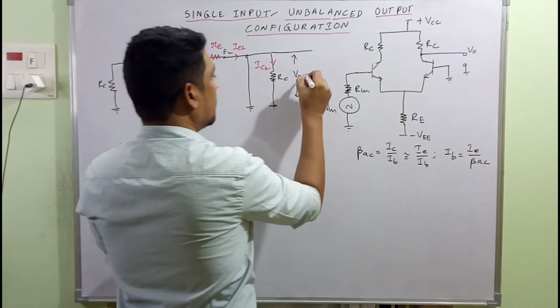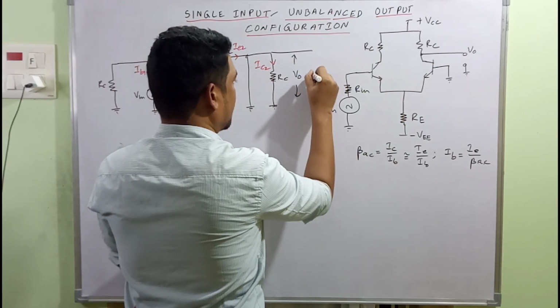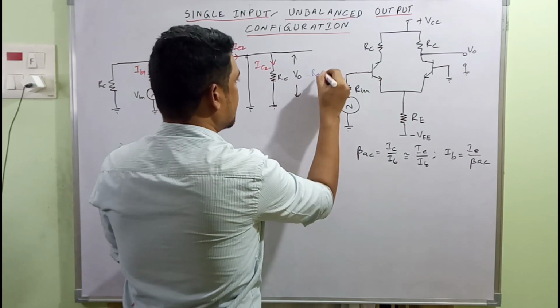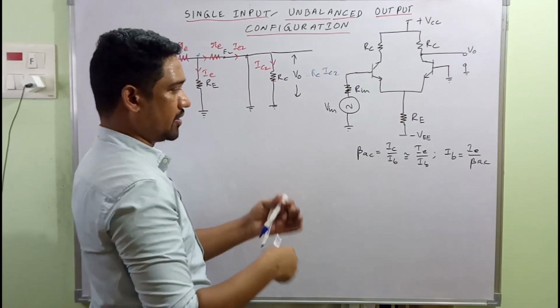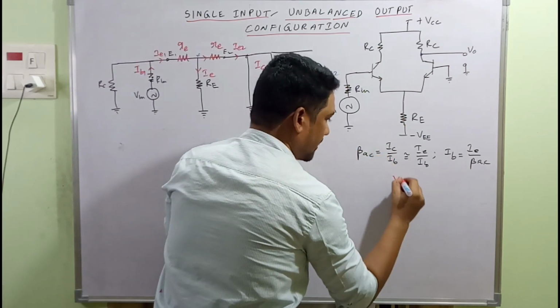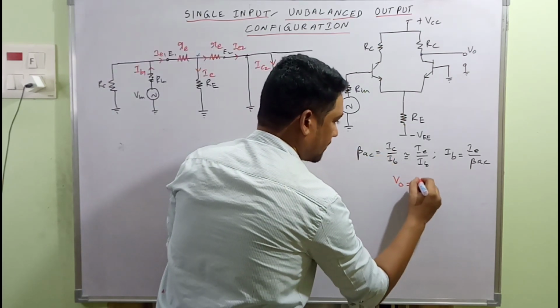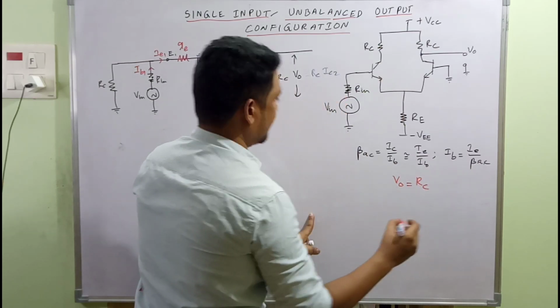In this case, what will be our V0? Output voltage is equal to RC. Here, this is our output voltage, RC into IC2. Writing it again, I'm writing over here important equations. V0 in this case will be equal to RC into IC2.